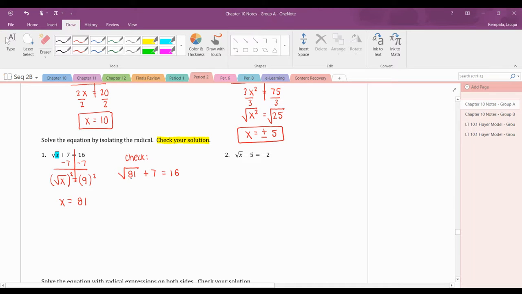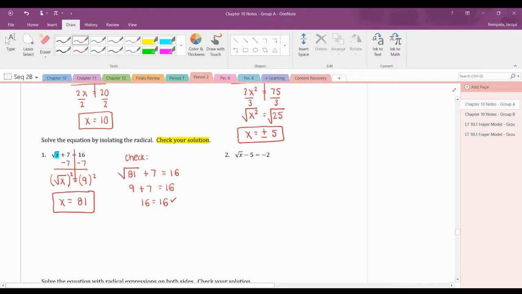So in the calculator, if you take the square root of 81, you're going to get 9. If I add 9 and 7, I want to try to get 16. Well, lucky for us, we do. And so because we get the two numbers to be the same, that means that 81 will be the answer, so I can circle it.